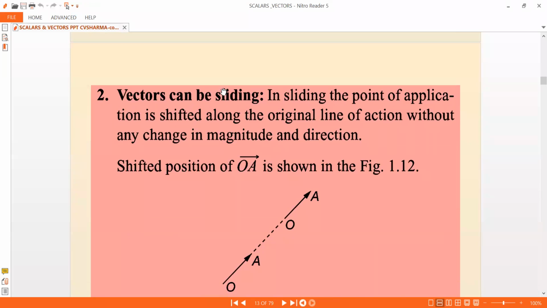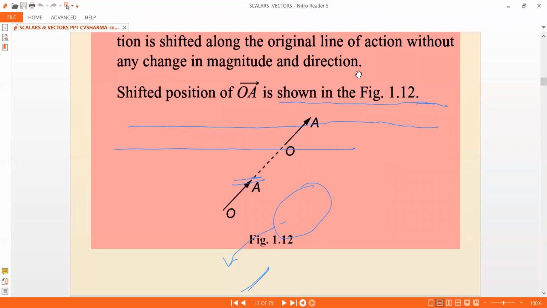Vectors can be sliding. So in sliding, the point of application is shifted along the original line of action without any change in the magnitude and direction. Suppose you have OA bar, you can slide it to another position like this. Like this, you can slide. The shifted position of OA bar is shown over here. So that is what this vector sliding is. Okay, so let's move on.